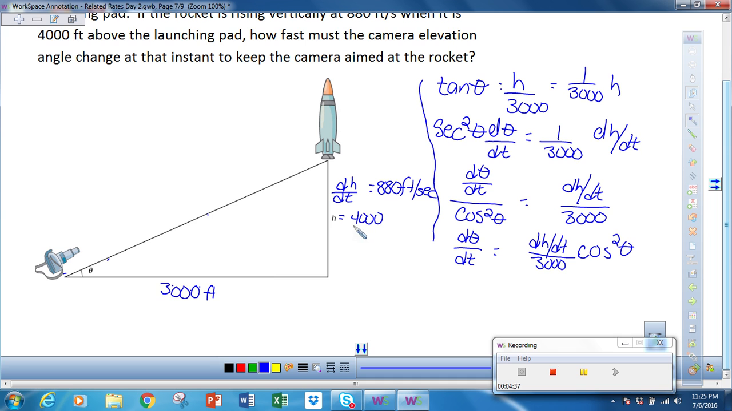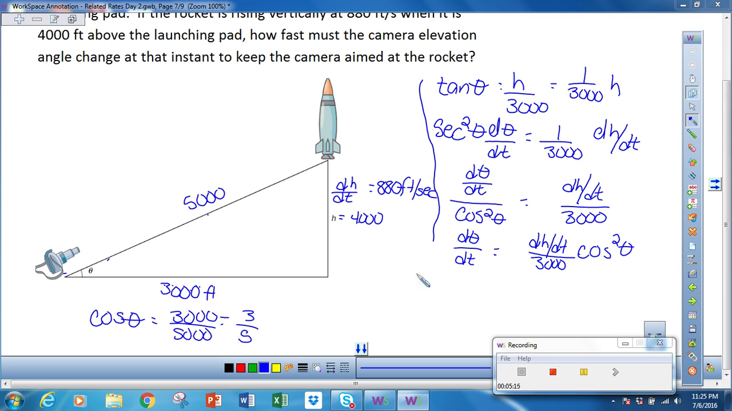So this is, recall from geometry, a 3, 4, 5 triangle. So this is always 3,000. When this is 4,000, this hypotenuse is 5,000. So therefore, cosine of theta is 3,000 over 5,000, which simplifies to 3/5. So cosine theta is 3/5. I don't need to know the exact value of theta. I just need to know what cosine theta is, and cosine theta is 3/5. So I'm just going to insert this information to find d theta dt.